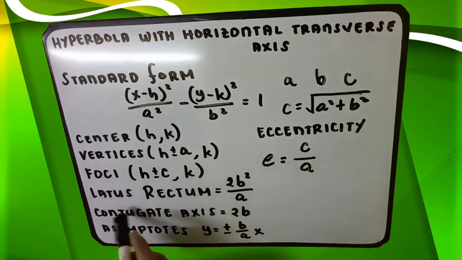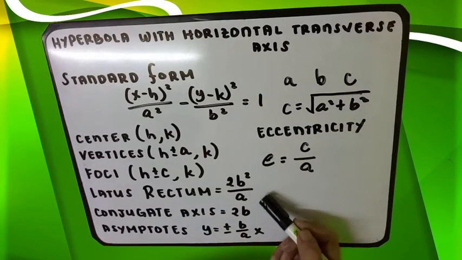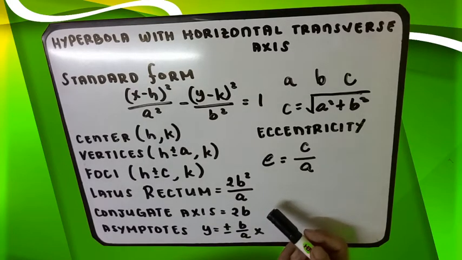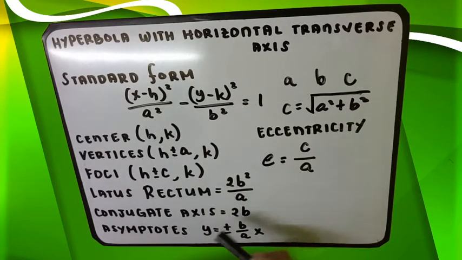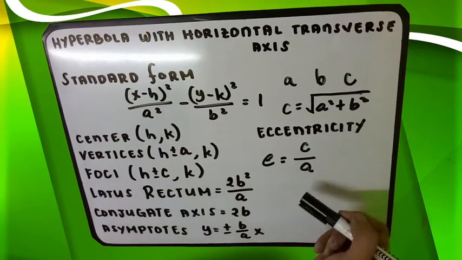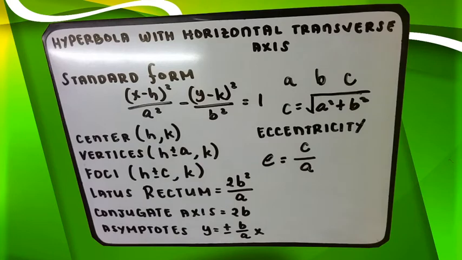And then for the length of the latus rectum, we will use 2b squared over a. And then for the length of the conjugate axis, that is 2b. And then for the equation of the asymptotes, that is y equals plus or minus b over a times x. And for eccentricity, that is e equals c over a. So gagamitin din natin si c dito kay eccentricity.